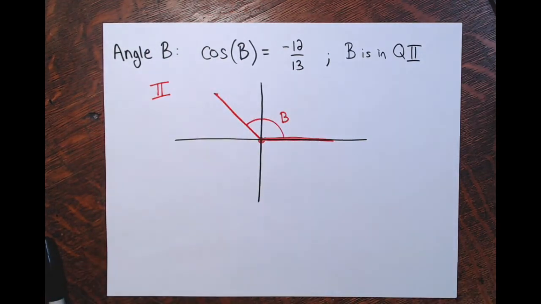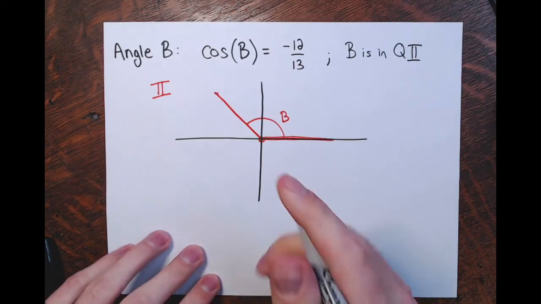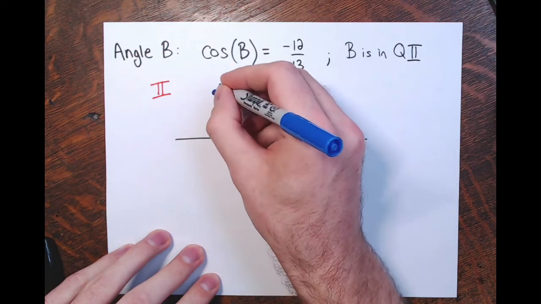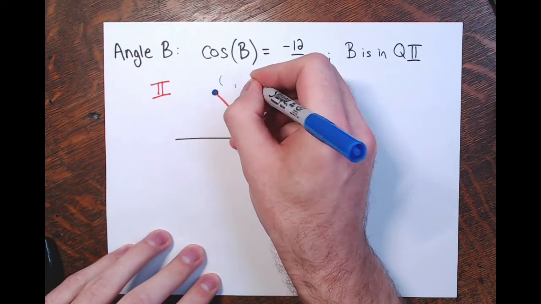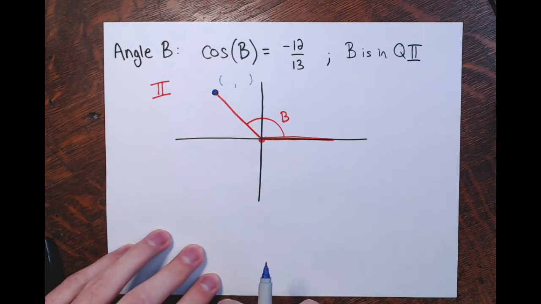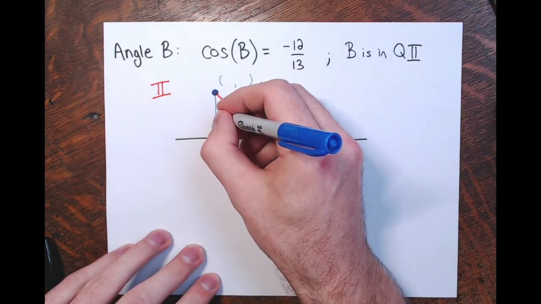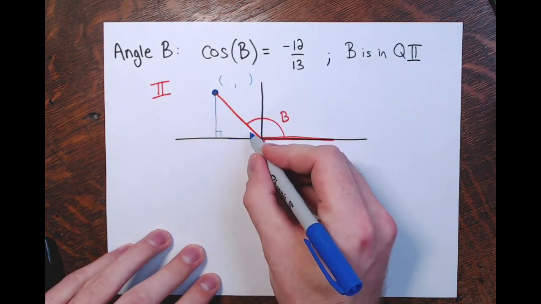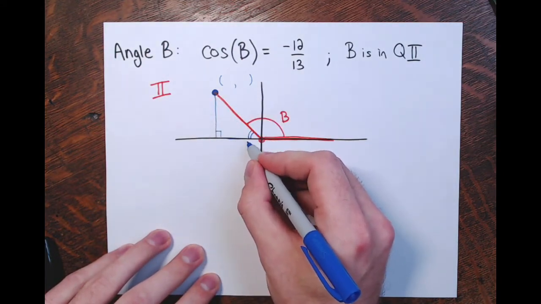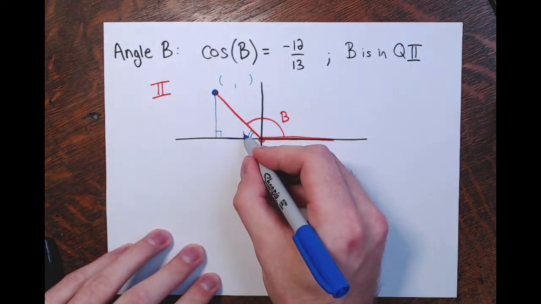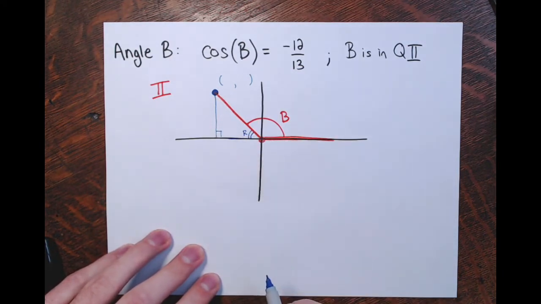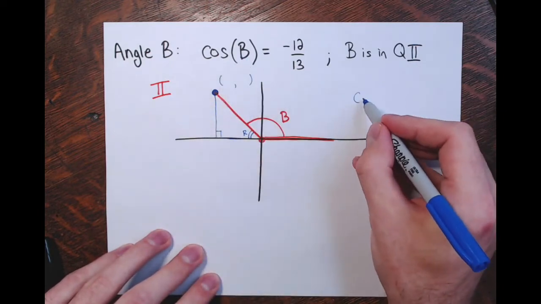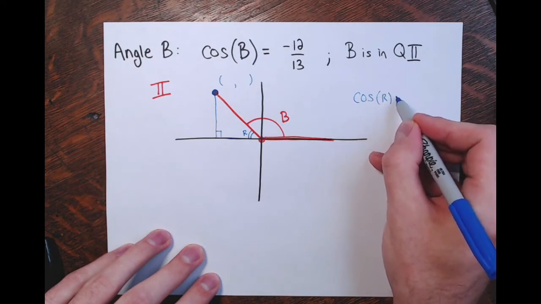And then just like the last picture and all the pictures I've drawn of angles in standard position, I pick a point on the terminal side. I take this point here on the terminal side. It's got an x coordinate and a y coordinate that I don't know yet. I draw a perpendicular segment to the x-axis, creating a right triangle. And this acute angle here, the angle formed by the terminal side and the x-axis, that's the reference angle. I'll call it R for reference angle. And I would like to set up the sides of this triangle so that the cosine of the reference angle is 12/13.